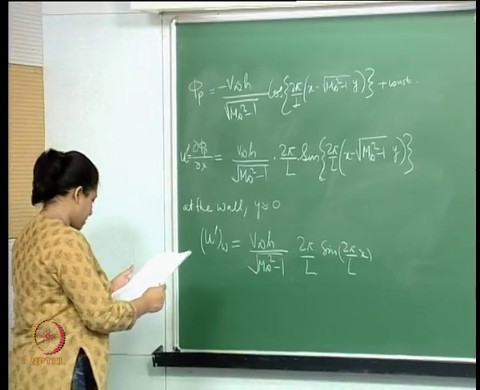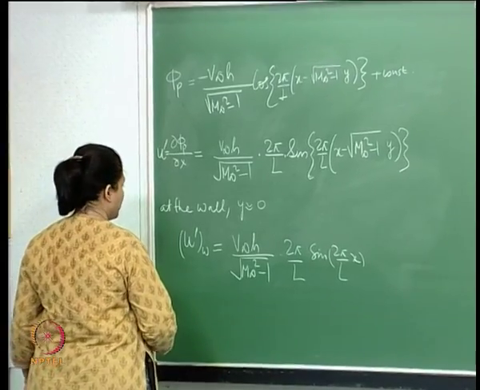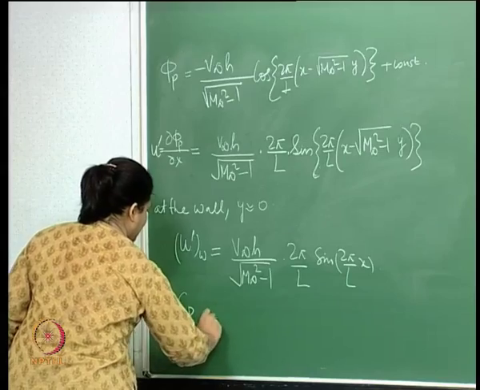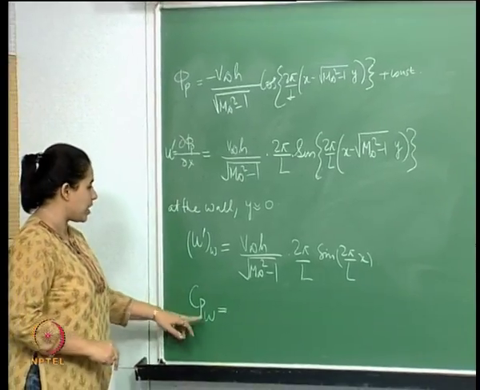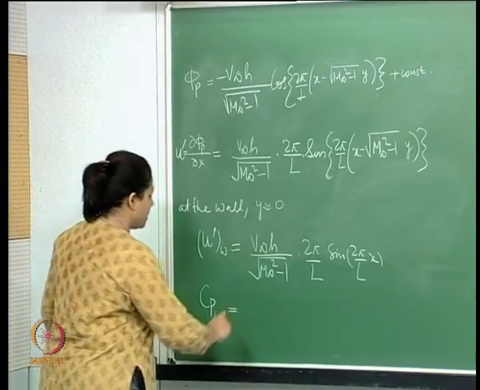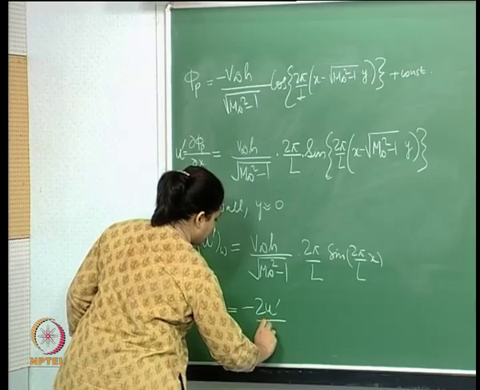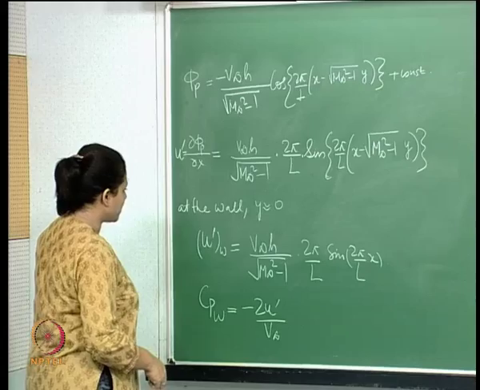Okay, so this is what we get at the wall. So therefore, our CP at the wall, the surface pressure coefficient, which is the CP at the wall, becomes minus 2 u dash by V infinity. This is our expression for this.